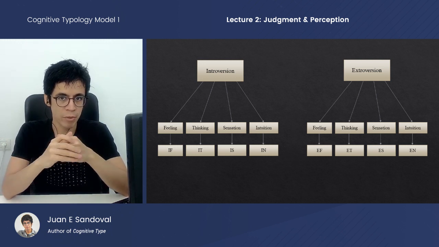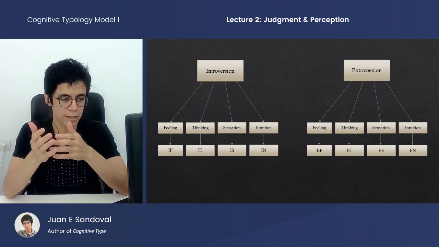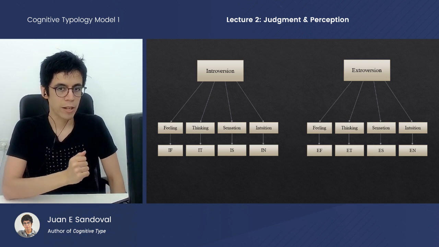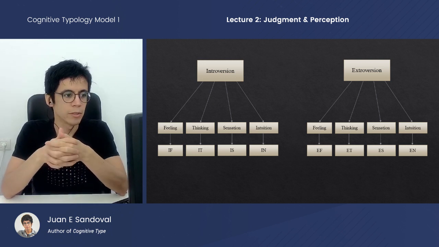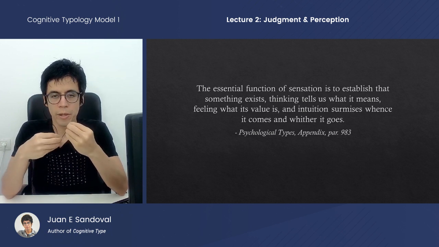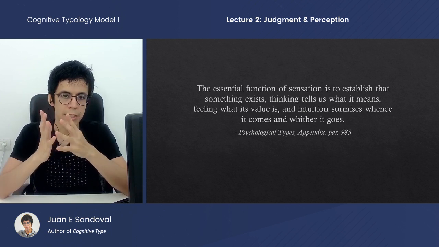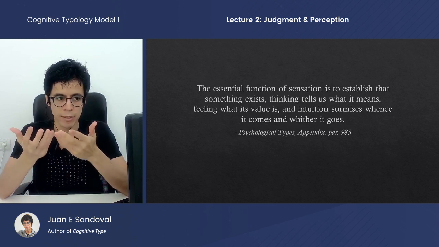Later typologies that branch from him prefer to flip the two letters, so then we get FI, TI, etc. But it's the same general concept as this, just a different way of writing it. So in the broadest way possible, this little snippet here, I think, captures how he thought about the four functions. He says, the essential function of sensation is to establish that something exists.